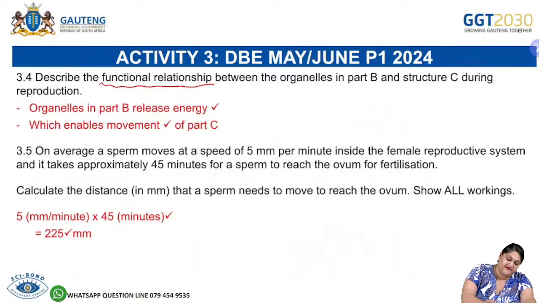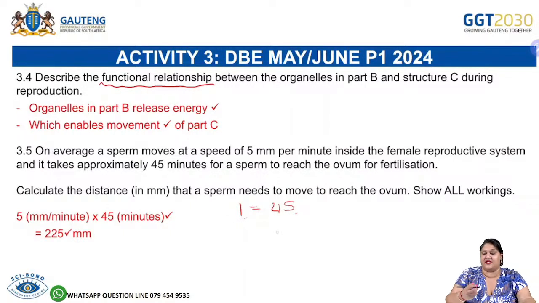Because in 1 minute, the sperm moves 1 millimeter, so 1 millimeter per minute over 45 minutes is 45 millimeters. So 5 of those is going to be how much? 225.